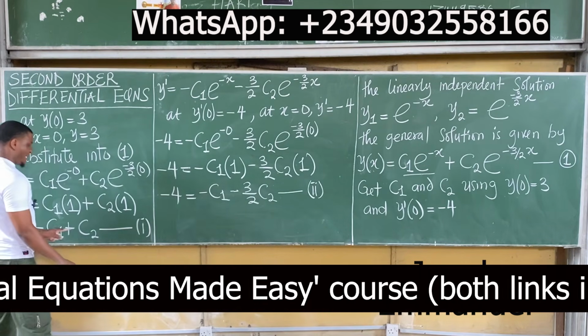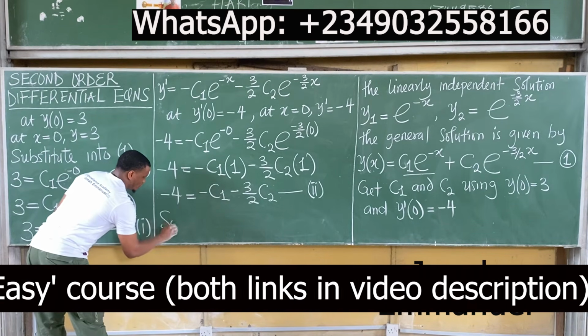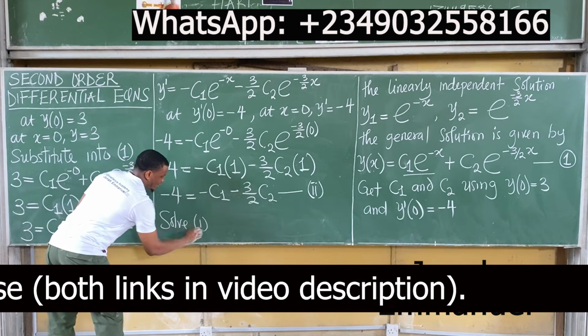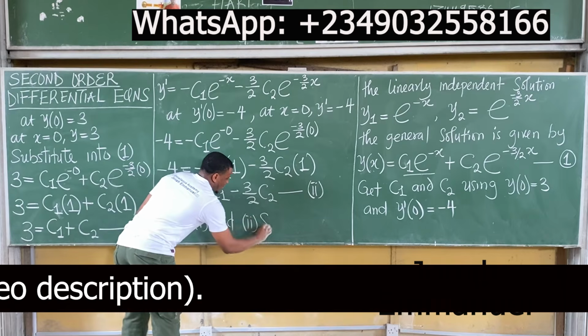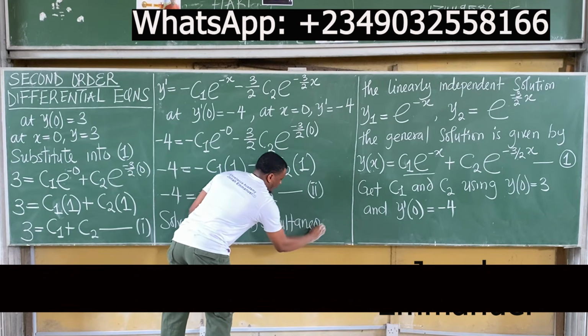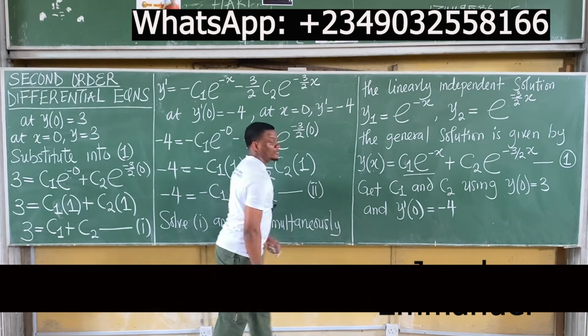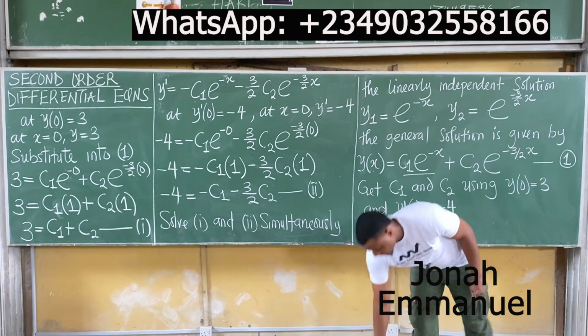So we now have I and II. To get the value of C1 and C2, we'll solve I and II simultaneously. All right, solve I and II simultaneously.